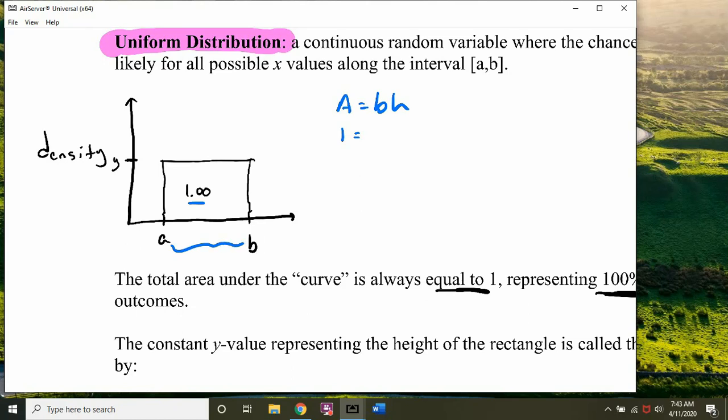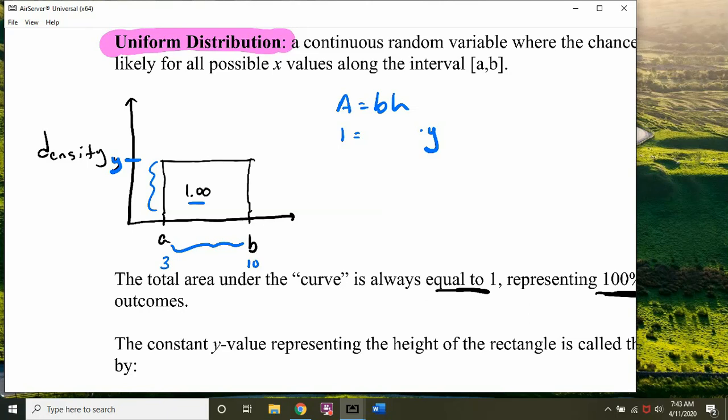We can actually compute the length of that base, and this y value that we're after represents the height of this rectangle. So how do I represent the base of this thing? Well, suppose B is at 10 and A is at 3. What would the length of the base of that rectangle be? It would be 10 minus 3, which is 7.